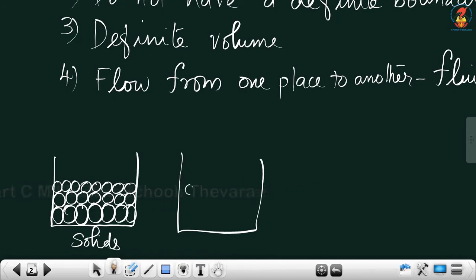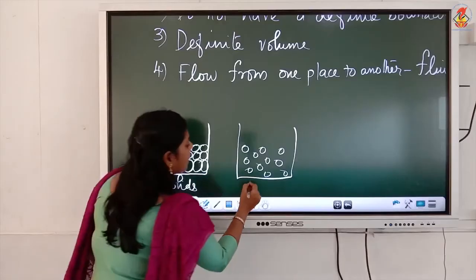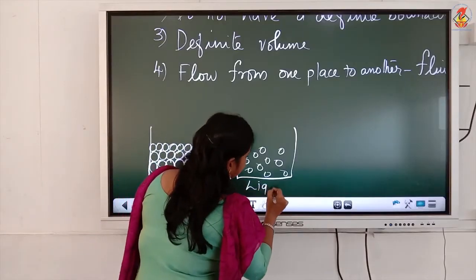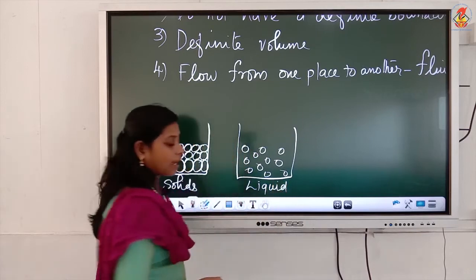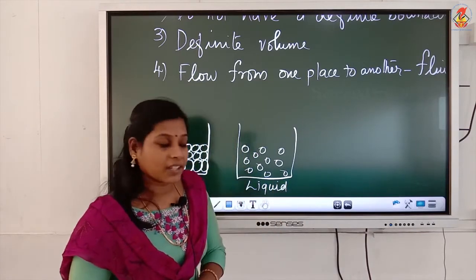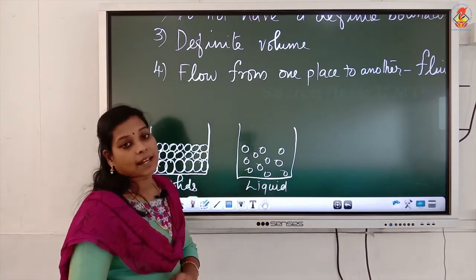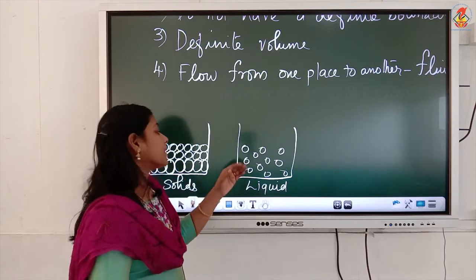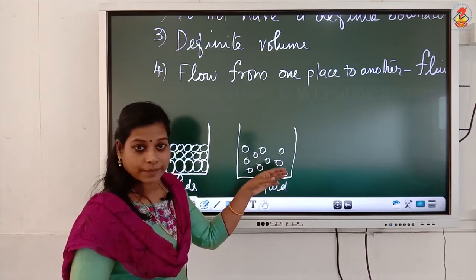Now we can see the arrangement of particles in the liquid state. How are these particles arranged? A little bit freely, isn't it? Compared to the solid state, in liquids, particles are not thickly arranged. The in-between spaces are enough so that they can move, isn't it?